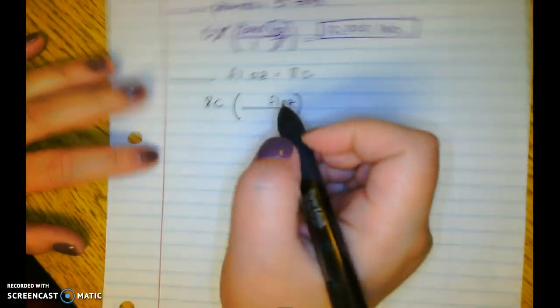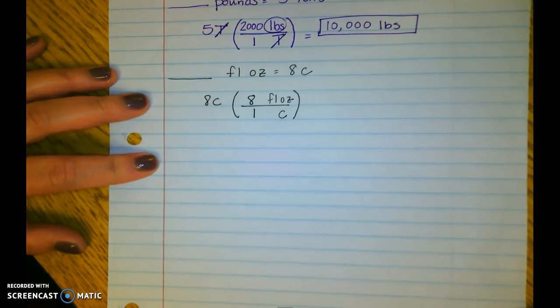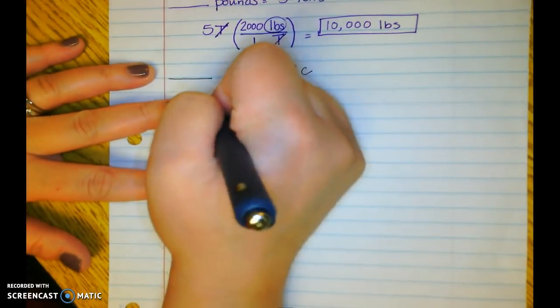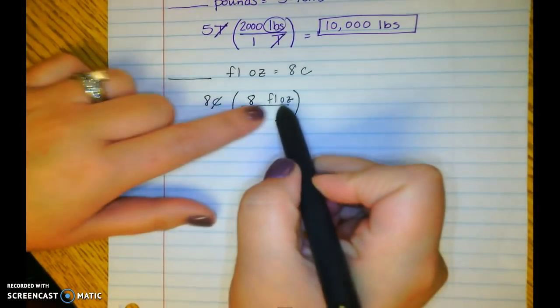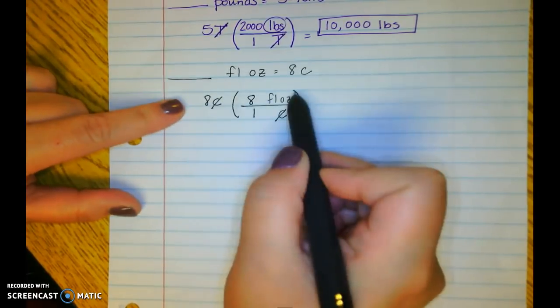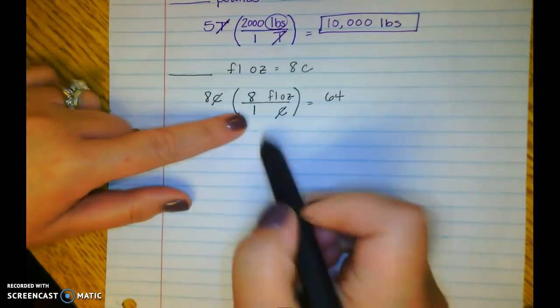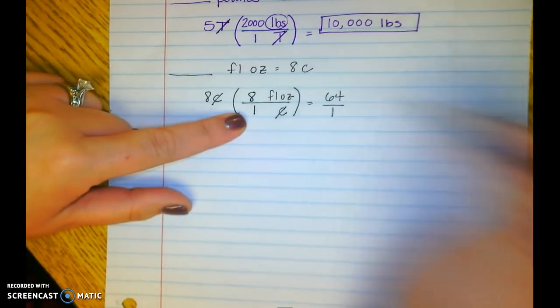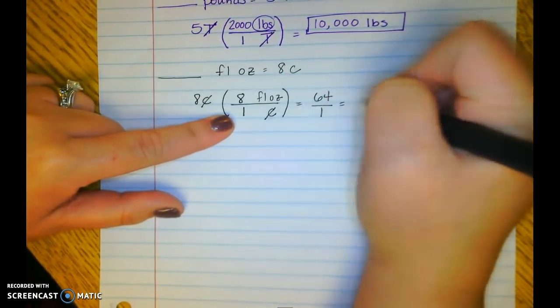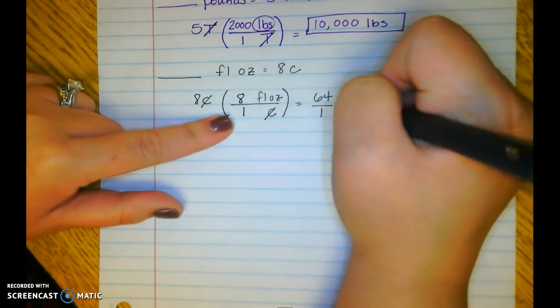So I'm going to come back down here and say that there are 8 fluid ounces in 1 cup. So again, my cups will cancel. I'm left with just fluid ounces, which is what I wanted for my problem. So I can go ahead and multiply across. 8 times 8 is 64. This would actually be on the bottom, a 1, and then 64 divided by 1 is just 64 fluid ounces.